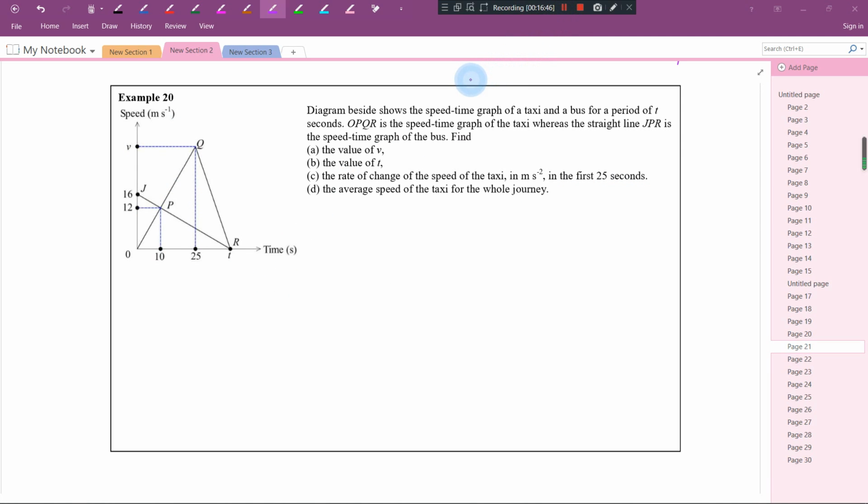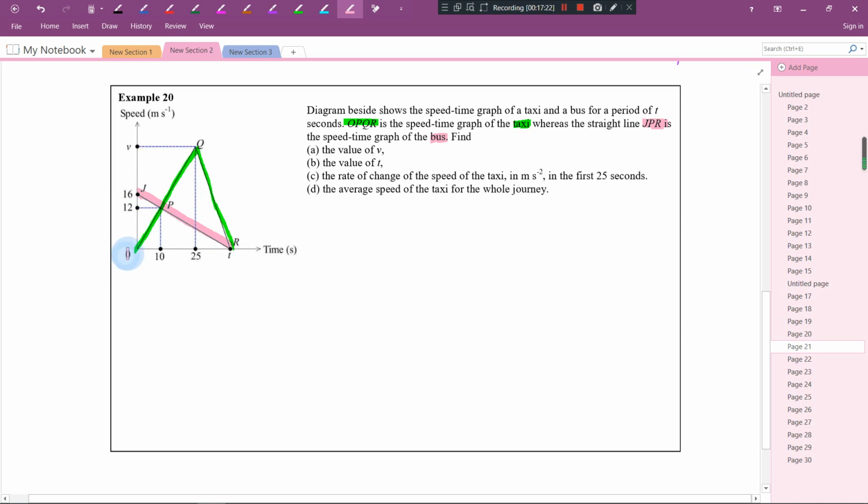Okay, so I think we try one more. The diagram beside shows the speed-time graph of a taxi and a bus for a period of t seconds. OPQR is the speed-time graph of a taxi. This is the taxi. Whereas the straight line JPR is the speed-time graph for a bus. JPR, which is over here.